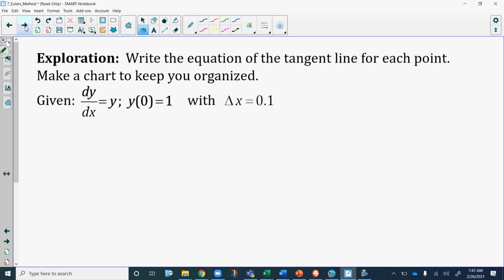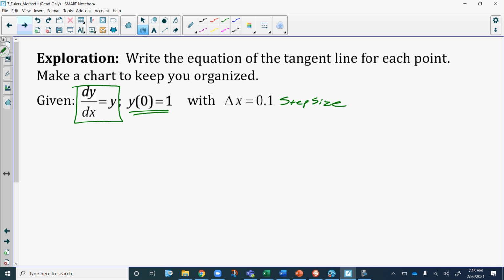Okay, now that's not necessarily what we're going to be doing. What we really want to be able to do is identify what some y values are going to be, so that we could actually write those tangent lines. So here we have our differential equation, dy/dx is equal to y, and we have our initial point: when x is 0, y is 1, and they're giving us our step size, our delta x.